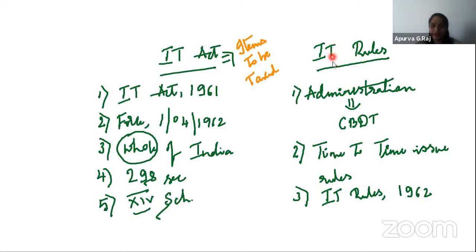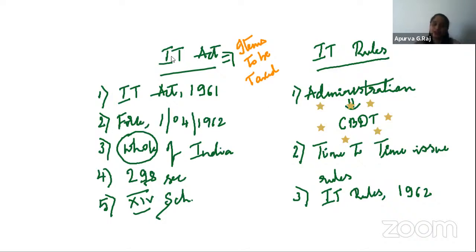Income tax rules are issued by whom? CBDT. Time to time, they issue rules. Collectively, these rules are known as Income Tax Rules 1962. So we have the Income Tax Act 1961 and we have the Income Tax Rules 1962. What is the full form of CBDT? The full form of CBDT is Central Board of Direct Taxes. Very important, and it's going to be an MCQ question.